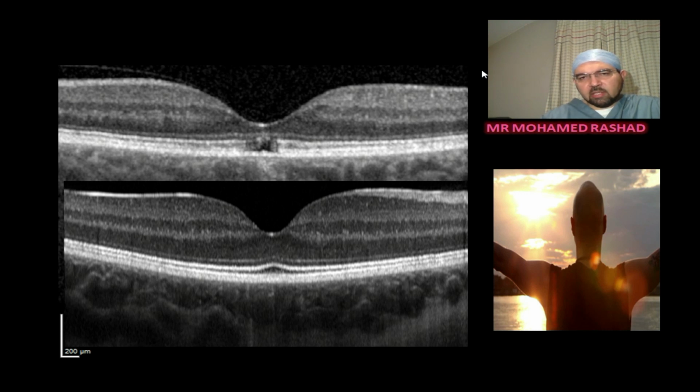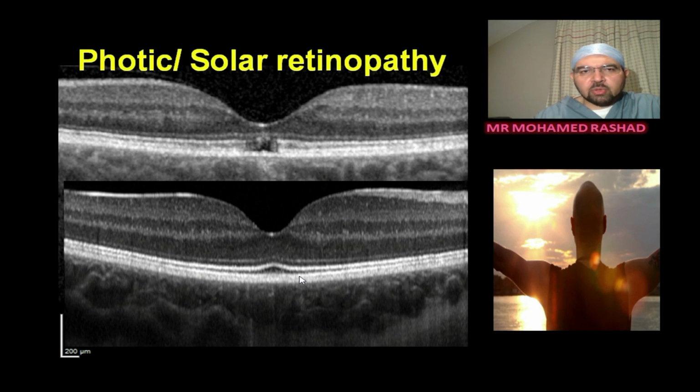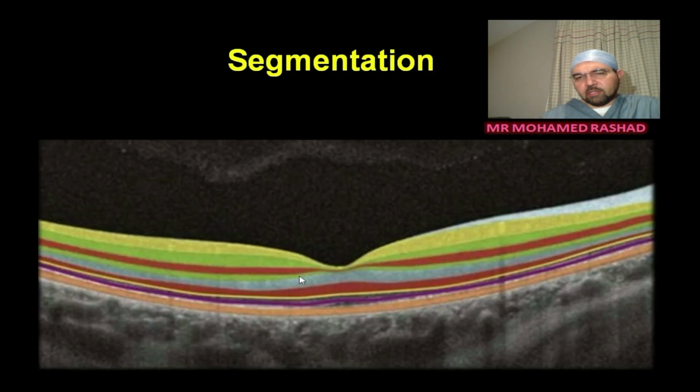She was saying that she was looking at the sun for some time, and she was following the sun. When we take a detailed history, we find that she is actually schizophrenic, and she had a long history of looking at the sun. I want to emphasize the importance of the outer bands of the retina here, which is part of the photoreceptors. If you find it lost, the vision is not expected to be good. So this is photic or solar retinopathy.